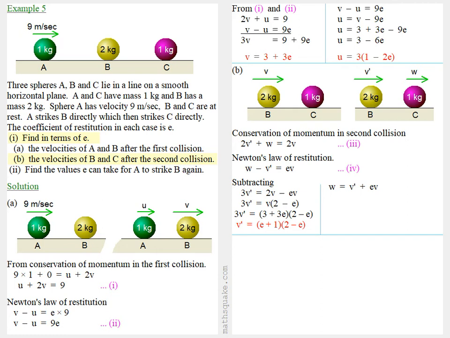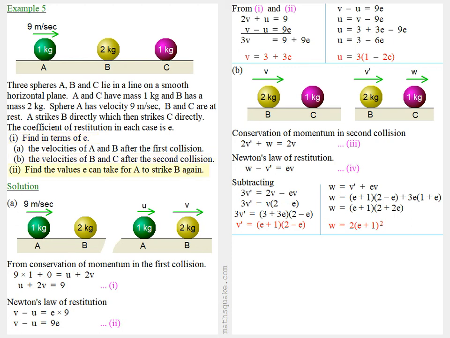Now we've got w is equal to v dash plus ev, and v dash is e plus 1 into 2 minus e, and v equals 3 into 1 plus e. So that gives us w equals e plus 1 times 2 minus e plus 3e into 1 plus e. And that simplifies into w equals e plus 1 into 2 plus 2e. And so our answer is w equals 2 into e plus 1 all squared.